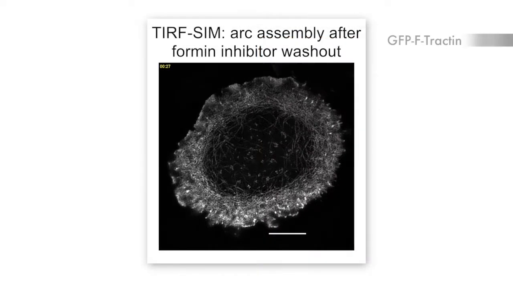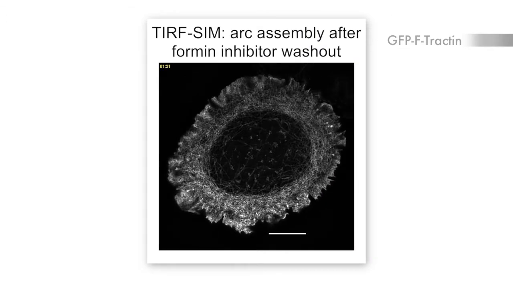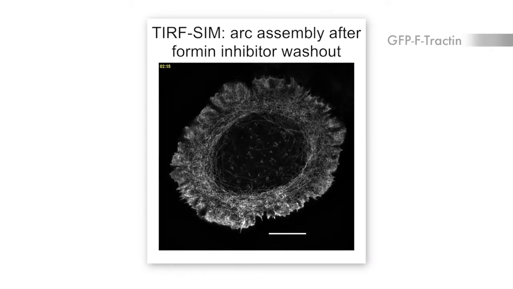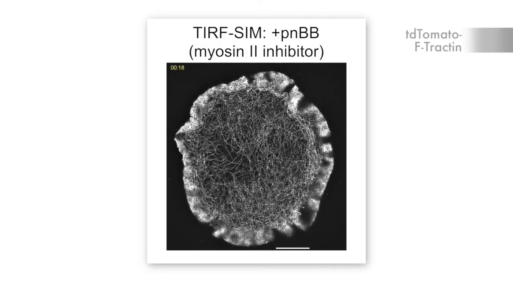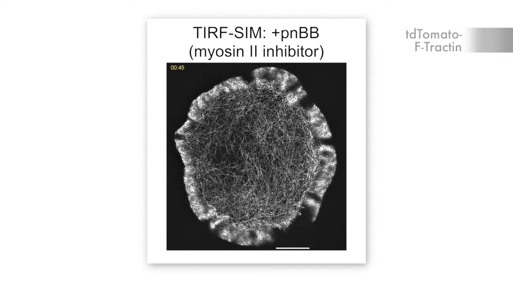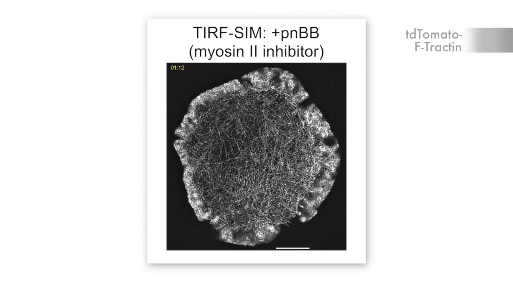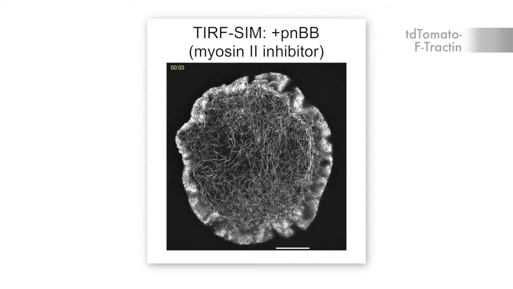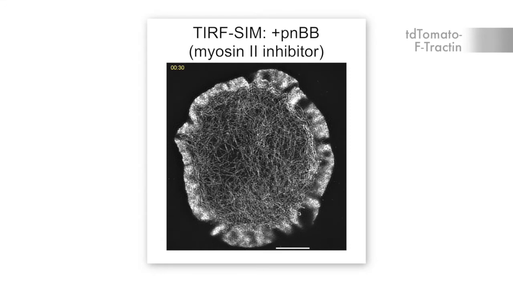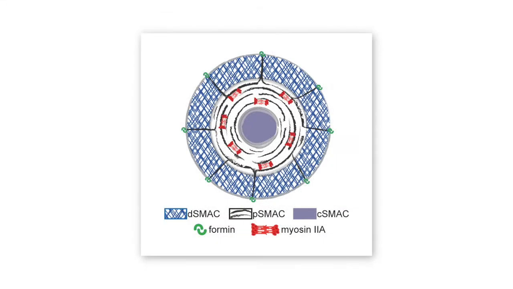But how are the formin-generated filaments organized into concentric arcs as they emerge from the DSMAC into the PSMAC region of the synapse? And the key observation was that when you inhibit myosin II with paranitroblebbistatin, the concentric arcs disappear, and these linear filaments now basically wave around in the medial portion of the synapse with no clear organization. And so what we think then is that the bipolar filaments of myosin II grab these linear formin-generated actin filaments and orient them into antiparallel concentric structures.